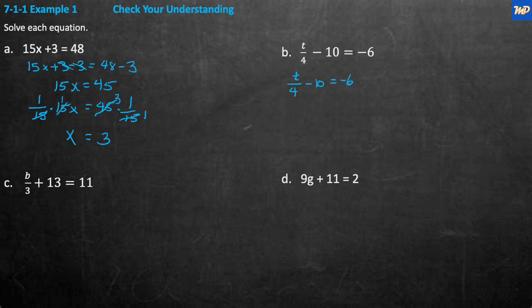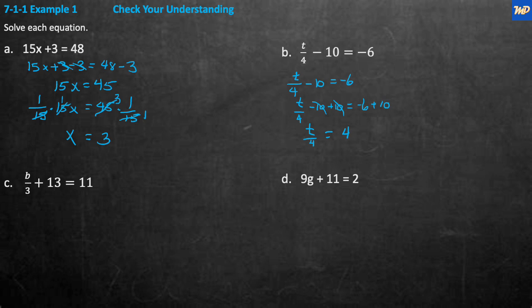So we have t over 4 minus 10 plus 10, because we have to add the additive inverse to both sides, is equal to minus 6 plus 10. We have to add the same thing on both sides to keep the equations equal. They have to be always equal on both sides. So then we end up with t over 4, the 10's cancel, equals minus 6 plus 10, which is equal to 4.